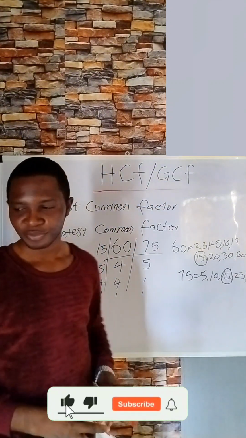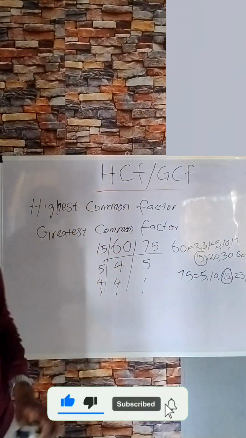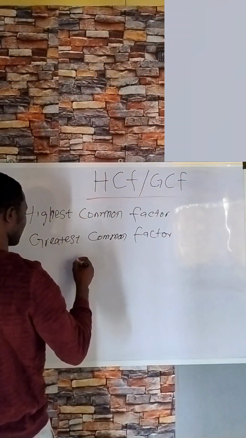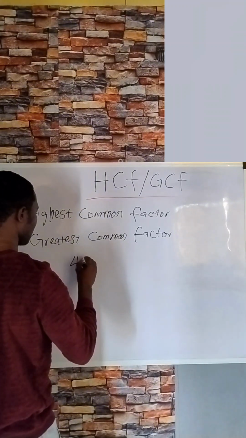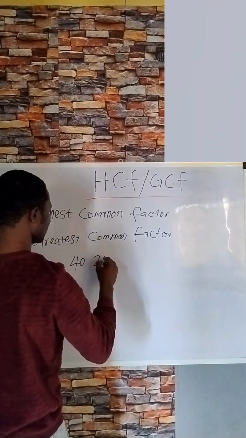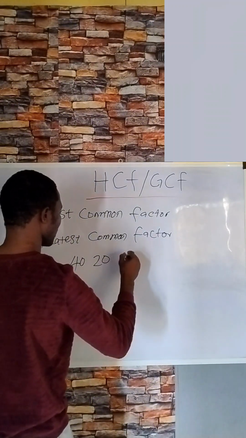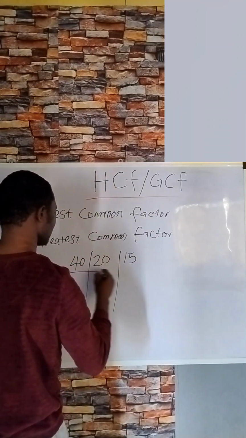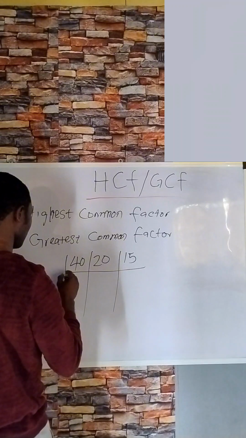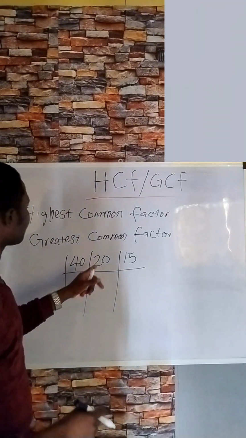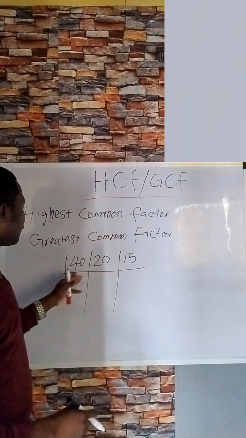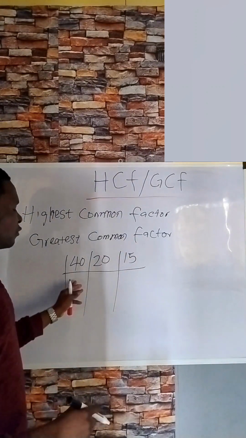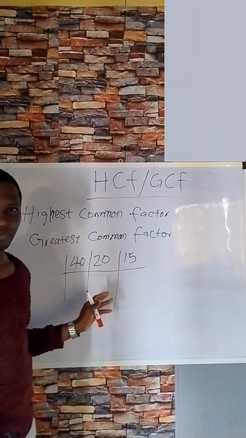Let's take another example. Let's take 40, 20, and 15. To look for the GCF of these three numbers, I'd like you to pause the video for a while and try it by yourself.